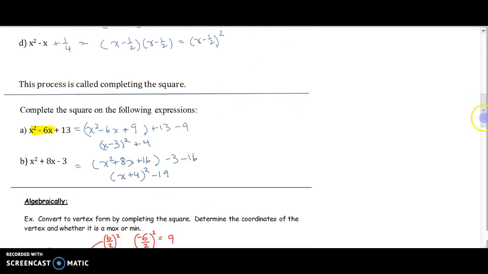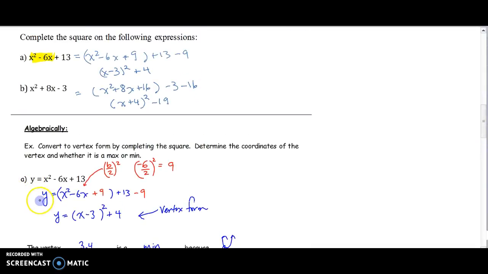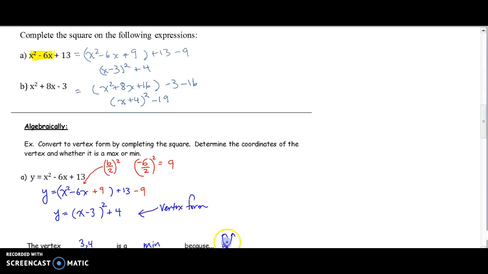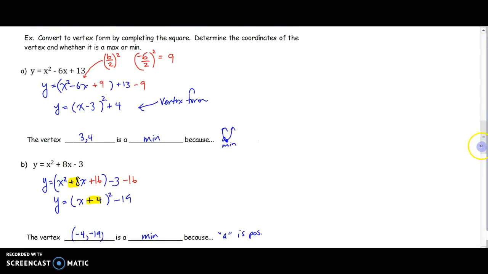So what you can see is what we've done right here, the same question, but now in terms of a quadratic function. I have completed the square, and now I know my vertex is 3, 4. I can graph this. I know my minimum output is 4, and it's a minimum because it opens up, and my a is positive. Same thing down here. Everything's the same as we did before, but I just have my y equals. It's now a function, right?